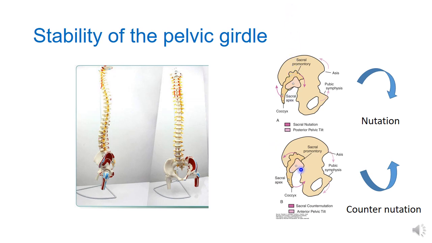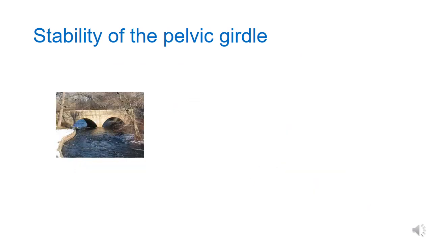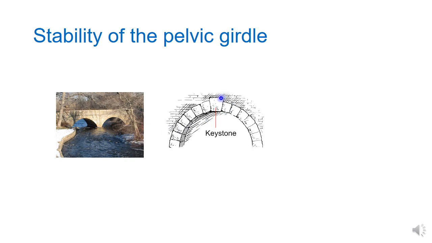And the pelvis is continuously correcting this nutation movement by a counter-nutation movement to correct the position of the sacrum. How to maintain? If you see this bridge, this called an arch bridge, the secret of the stability of this bridge is what's called the keystone. This stone in the middle of the arch, which is wedged at this position.